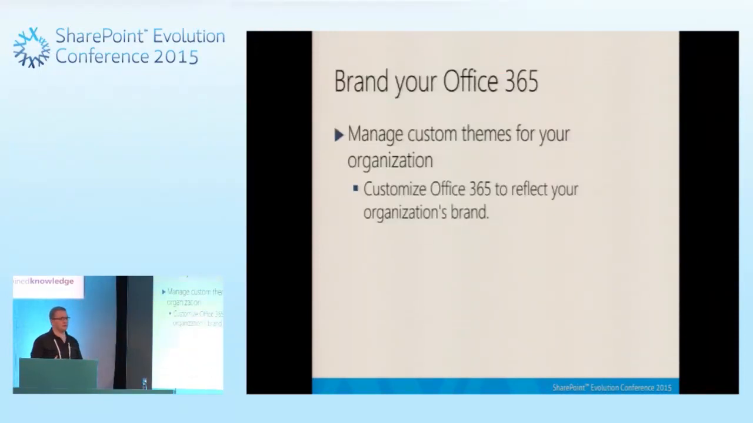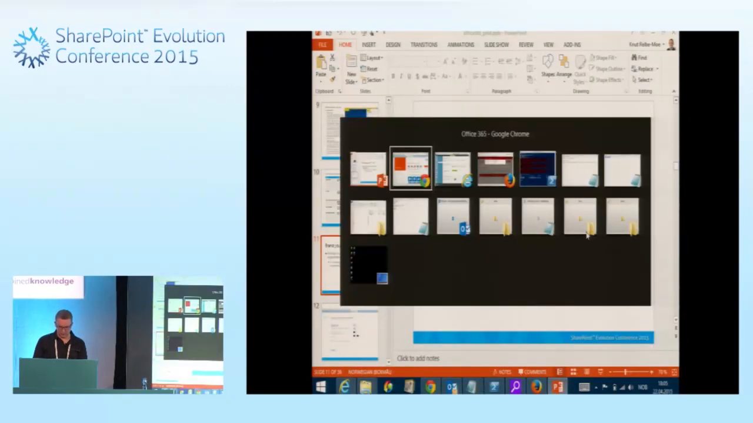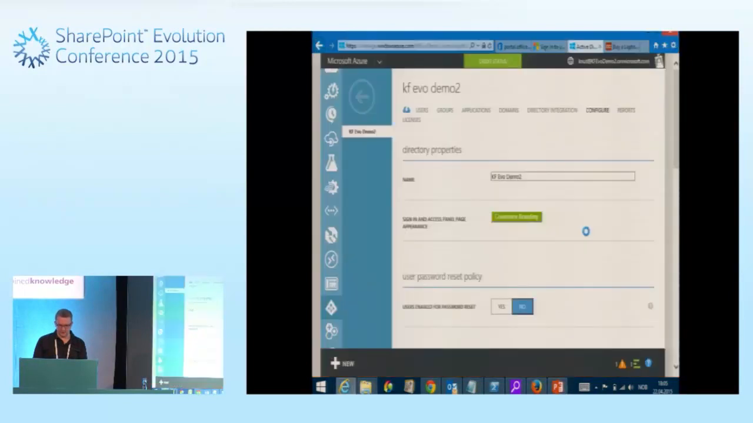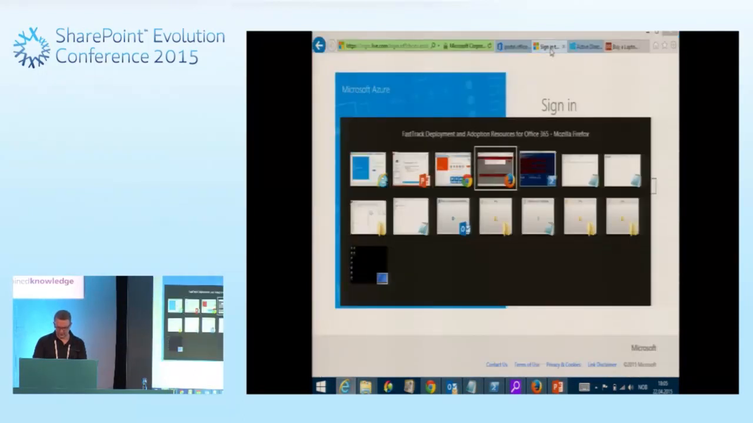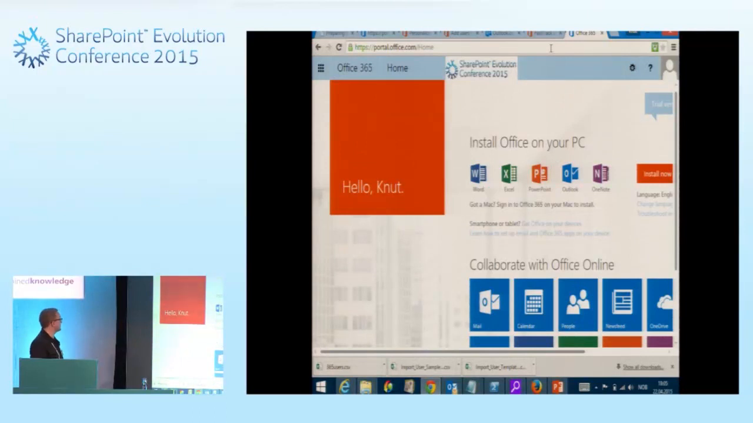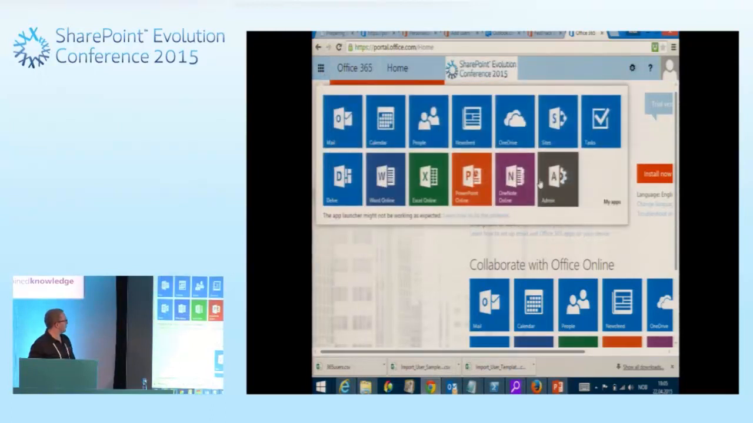So the other thing you want to do is to customize the theme for your organization inside Office 365, so it will reflect your organization's brand. Because usually inside Office 365, everything looks the same if you don't do anything. So if we go back to my site here, you can see the result where I was doing the customization. And I will show you how easy it is now.